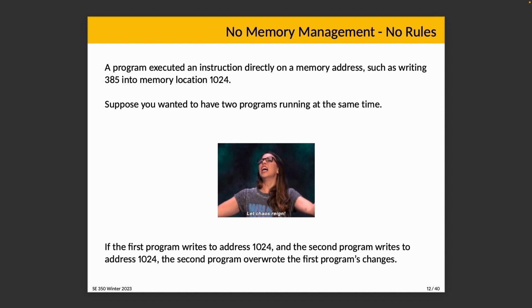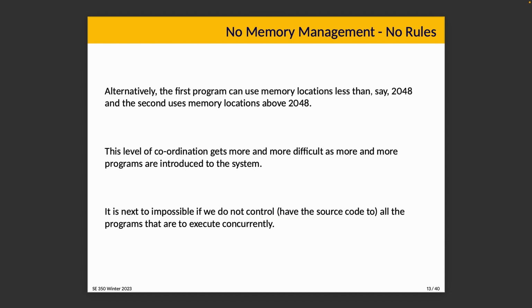Alternatively, there's some sort of negotiation that needs to go on, right? Where we say, okay, this is your area and this is my area, and if we all stick to our area, then we all get along. The first program says, I will use memory locations less than 2048, and the second uses locations above 2048, and if everyone sticks to this agreement, then nothing bad happens. This level of coordination, as you will imagine, gets more and more difficult as more programs are introduced to the system. The more you want to have running concurrently, the more haggling there needs to be about who needs how much memory and where it should go, and potentially changes that need to be made to accommodate other programs.